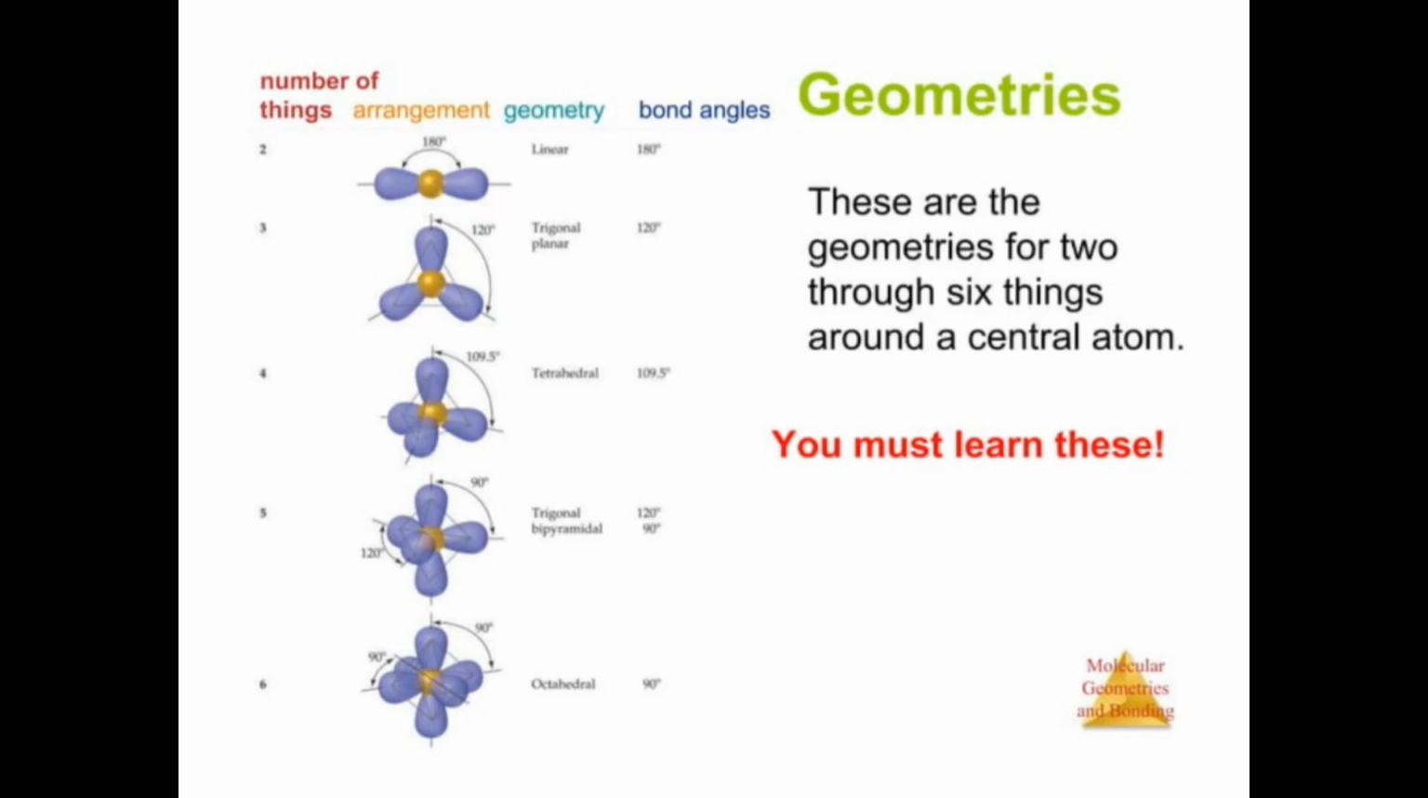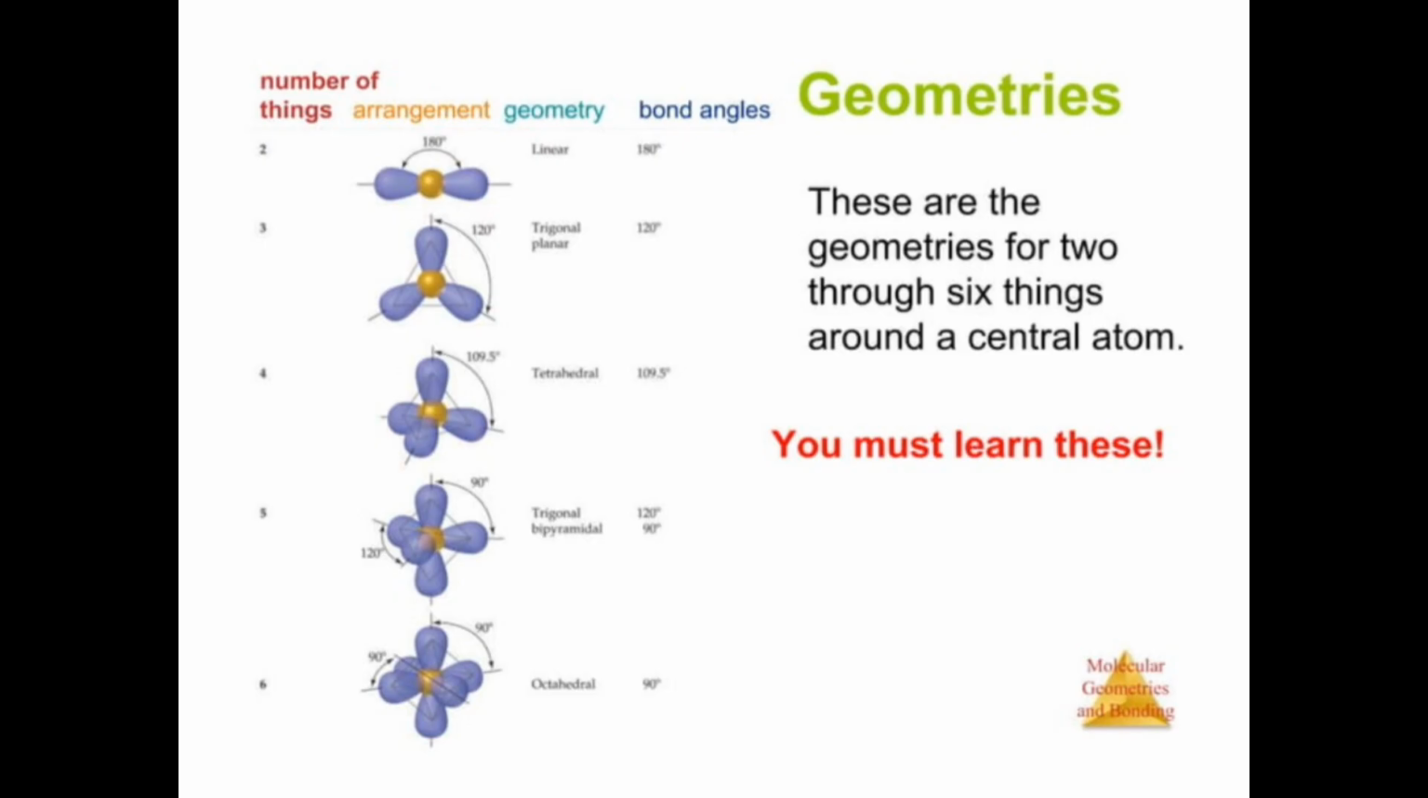When the total number of lone pairs and atoms equals 2, you are going to have an arrangement like this, and the geometry will be linear, with a bond angle of 180 degrees. When it's 3, you have a trigonal planar at 120 degrees. Please take note of the arrangement and, of course, the bond angles and the geometry.